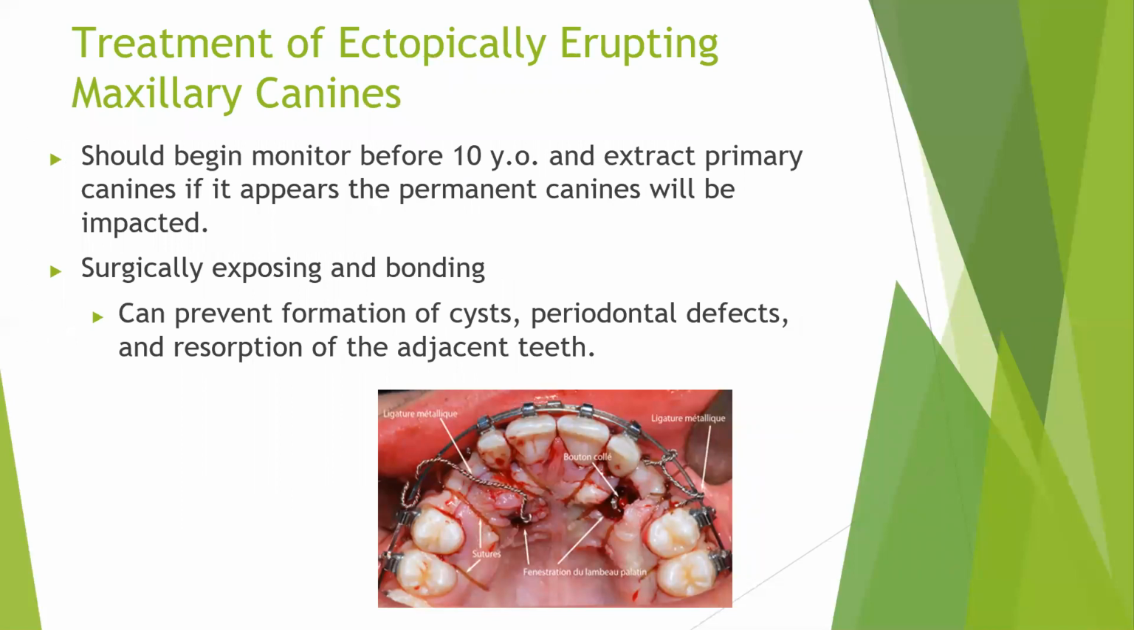Treatment of ectopically erupting canines: they should be monitored before 10 years of age, and primary canines extracted if it appears the permanent canines will be impacted. Surgically exposing and bonding can prevent formation of cysts, periodontal defects, and resorption of the adjacent teeth.